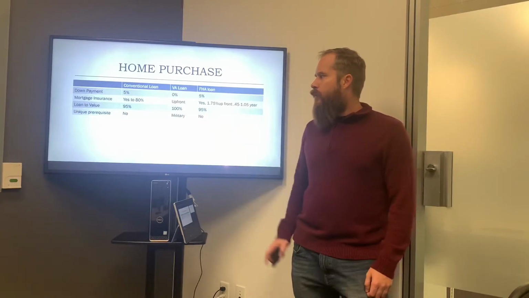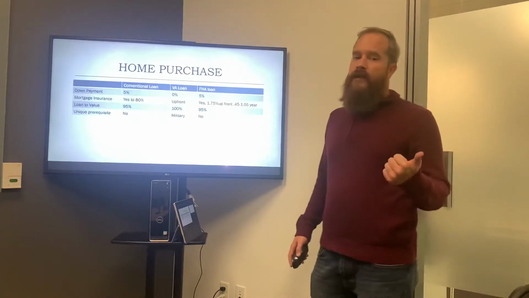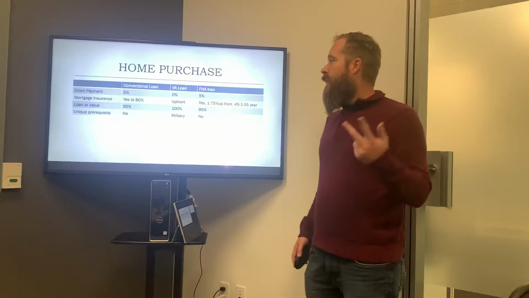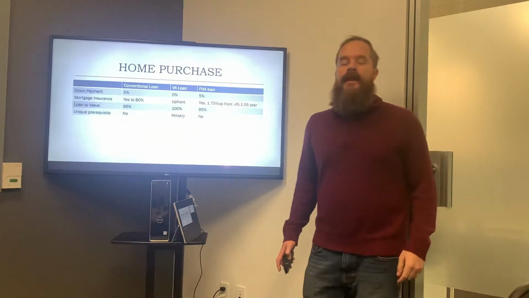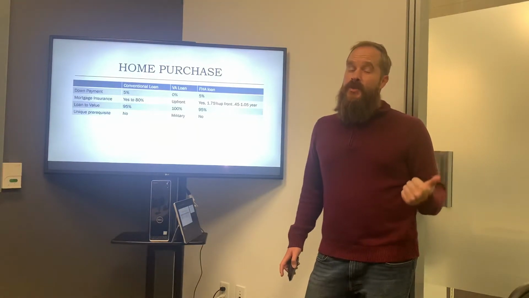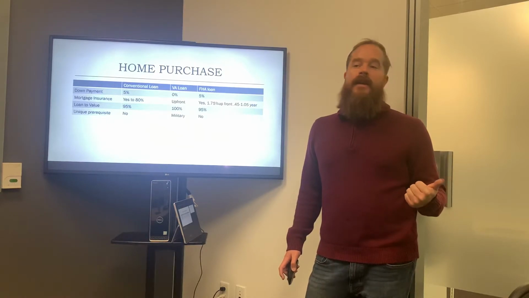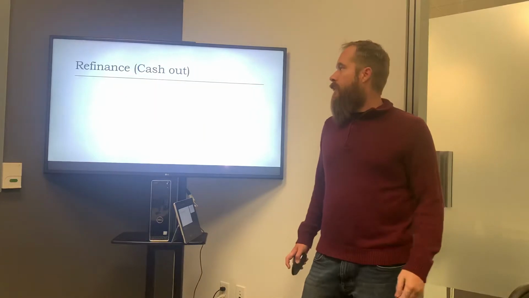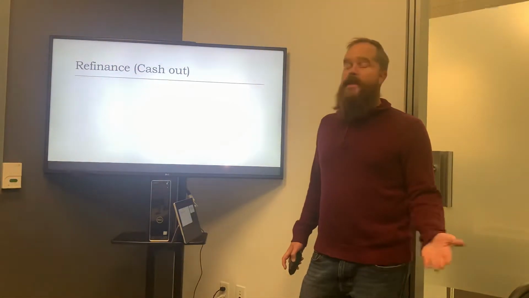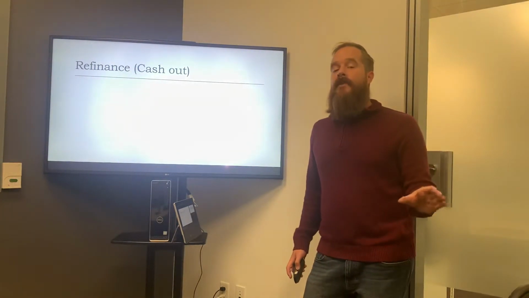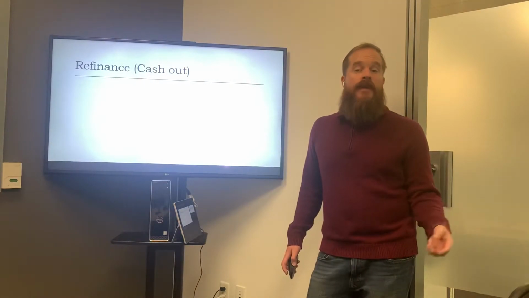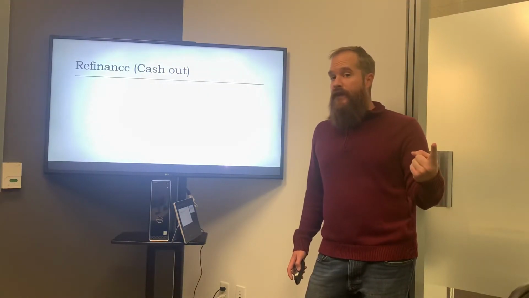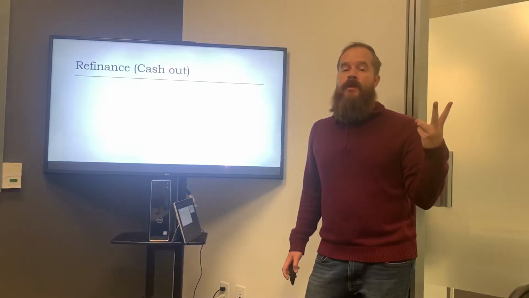Now, unique prerequisites. Conventional loan, there's none. FHA home loan, there's none. However, in order for you to obtain a VA home loan, you do need to serve in the United States military and there are a few requirements that you need to hit in order to do so. So that's the purchase side. Once you have your home, you can refinance in two different ways, as I mentioned, doing a cash out refinance or going through and just doing a rate and term.